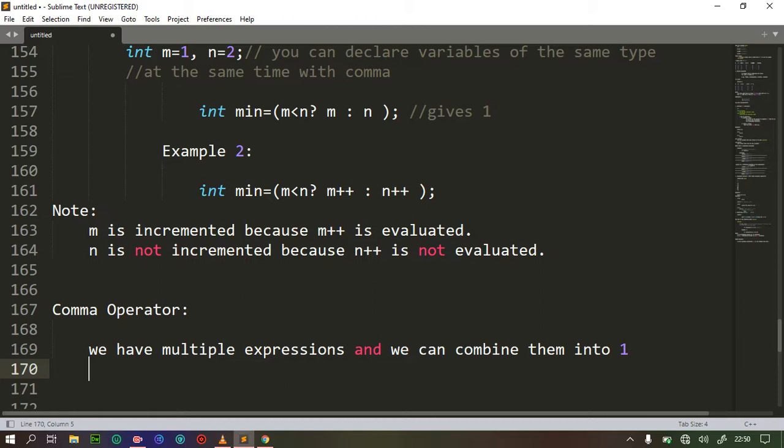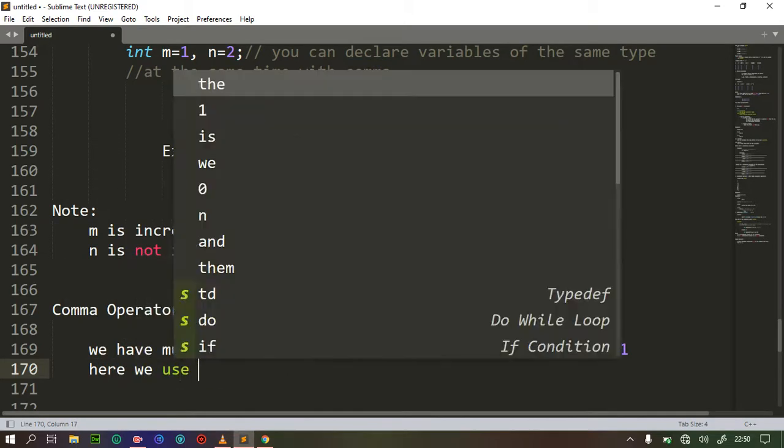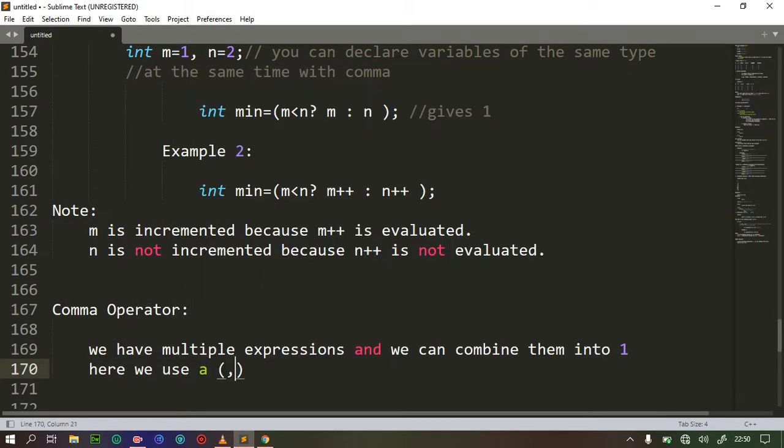So here we use a comma. Definitely it will take 2 operands. Okay, so what is going to happen?